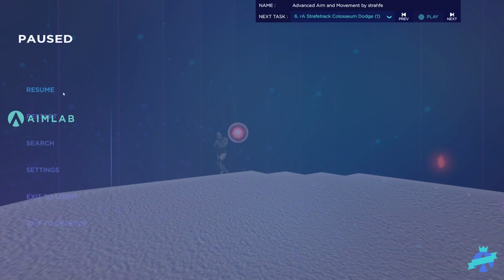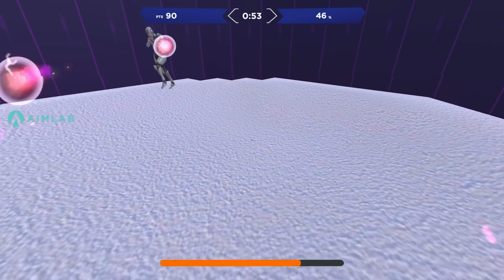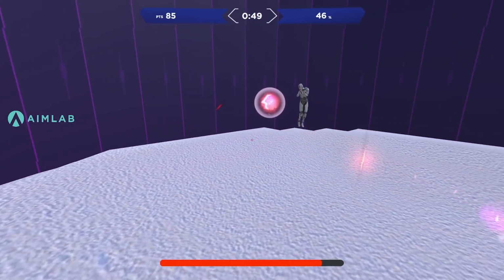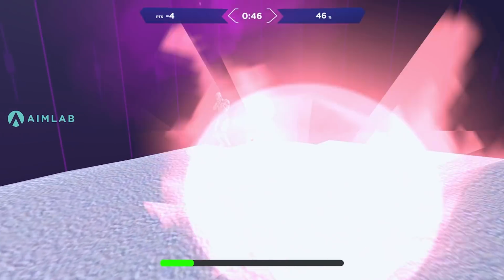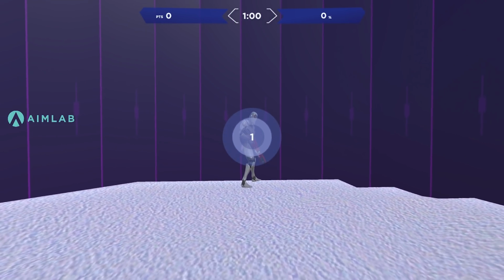Now, when you actually load up the scenario here, you're going to notice the target is shooting these little orbs at you. And that is why you have to strafe to try and dodge these. If you get hit by them, you will lose points. As you can see, the score decreases every time I get hit. Now, what I would focus on here is the anti-strafing I talked about.